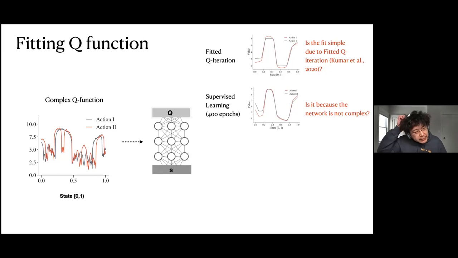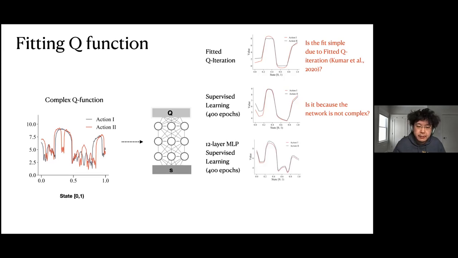You might say this is because the neural network is not complex enough. Can we just make the neural network bigger or wider? So we did that. We made a 12-layer multi-layer perceptron, also learned via supervised learning after 400 epochs. It also produces a pretty bad approximation of the ground truth value function. And now you ask me, but neural networks are supposed to fit any function, right? There are theorems that prove that, the universality theorem.